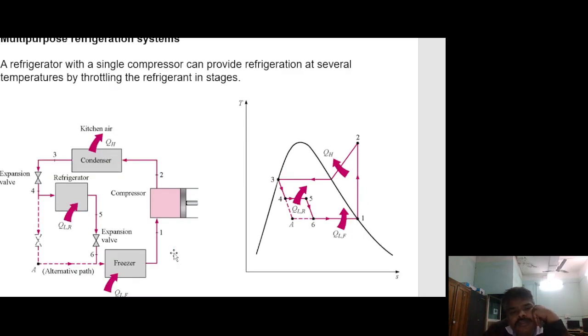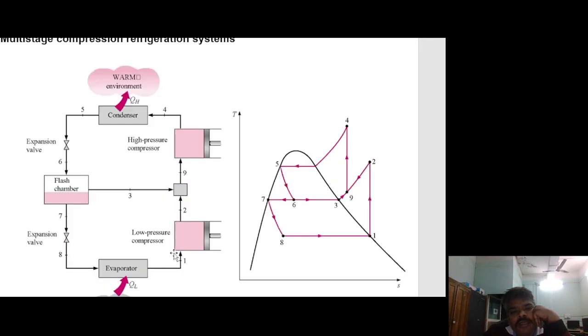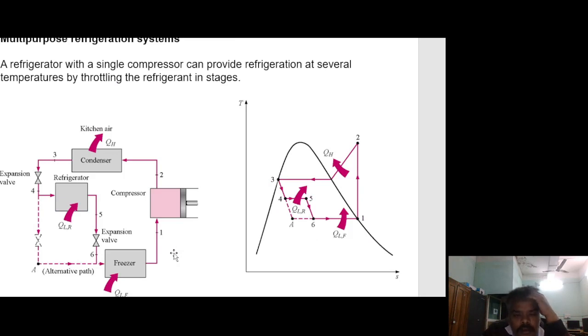Flash chamber is the chamber where we remove the vapor from the liquid, if during expansion some liquid gets converted into vapor. Multi-purpose refrigeration system: a refrigerator with a single compressor can provide refrigeration at several temperatures by throttling the refrigerant in stages.